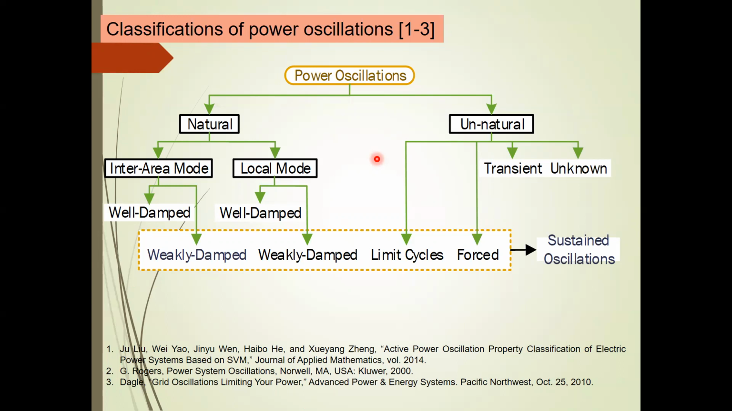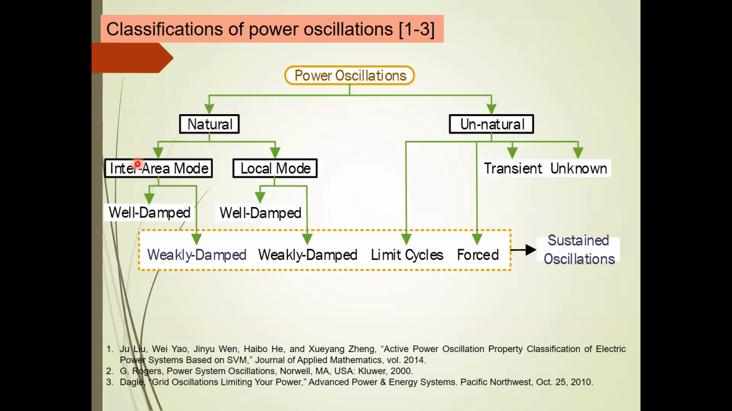Hydro generators, steam turbines or thermal generators, and the wind turbines in the wind farms are all different. As a result, we have different forms of oscillation being observed in our existing network, and thus there has been some more classification over the years. So these power oscillations, we have classified as natural and unnatural.